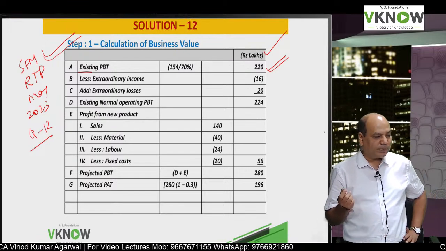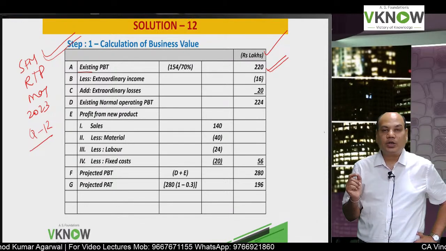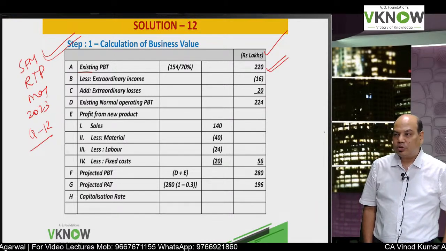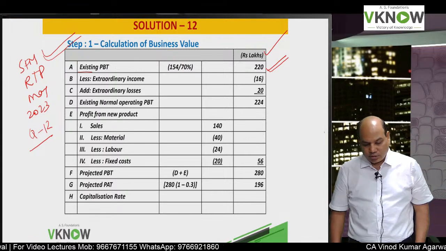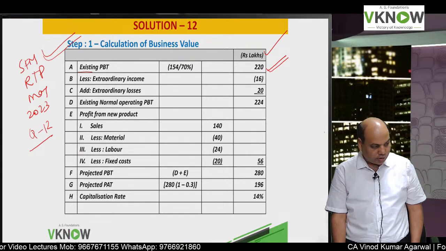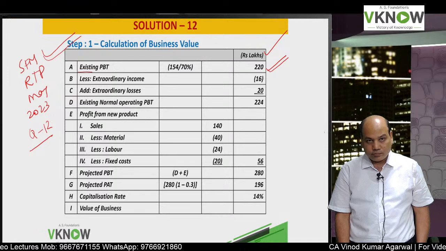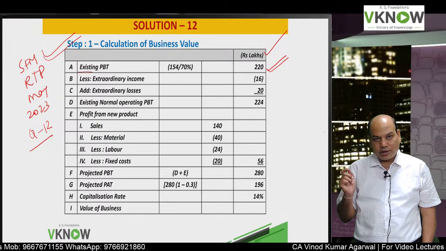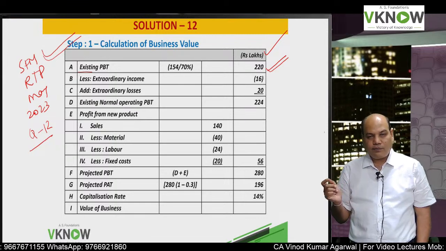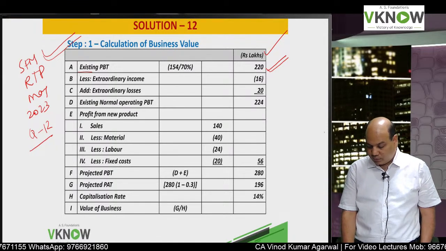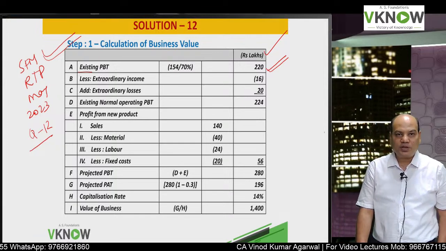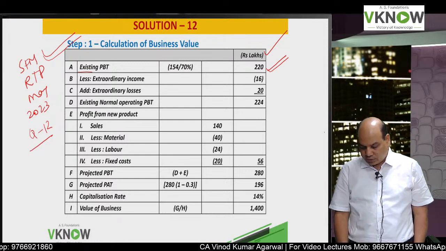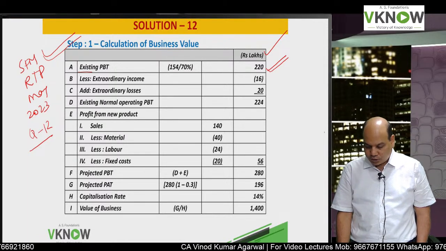And what is the capitalization rate? Means required rate of return from such business. Investors' required rate of return, called capitalization rate, is 14%. So therefore value of business is 196 divided by 14%. So investor will be willing to pay for such business as a whole 1400.